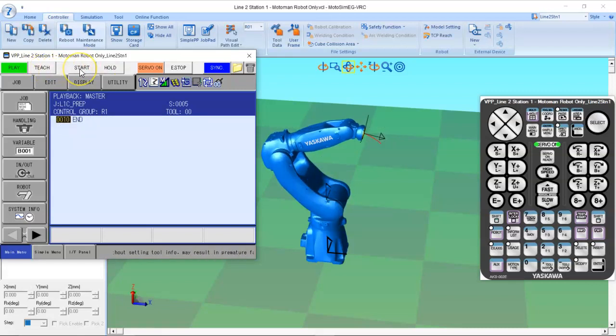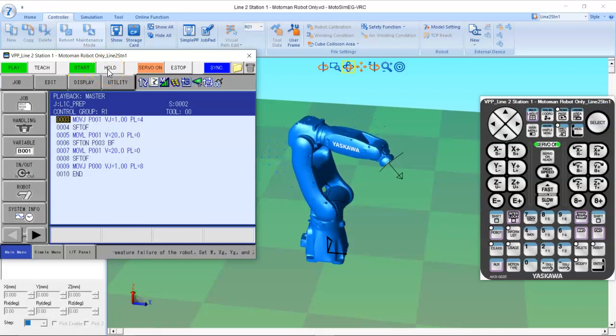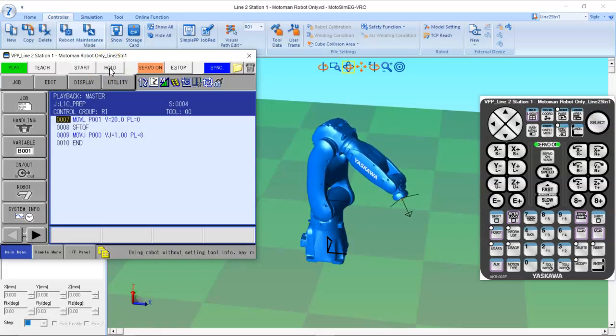Okay, I'm going to start this again. In the first step it is moving to the approach position. Now in the second step it is moving to the pick position. Now that it has reached the pick position, it is returning back to the offset position, the approach position, and it has a position level of 0, so it is accurately following all the points there.